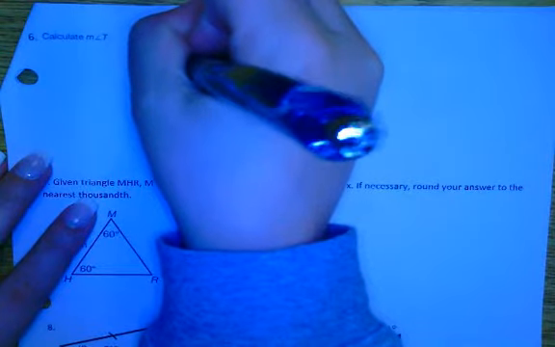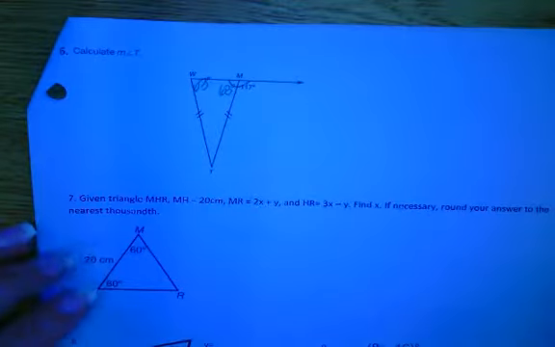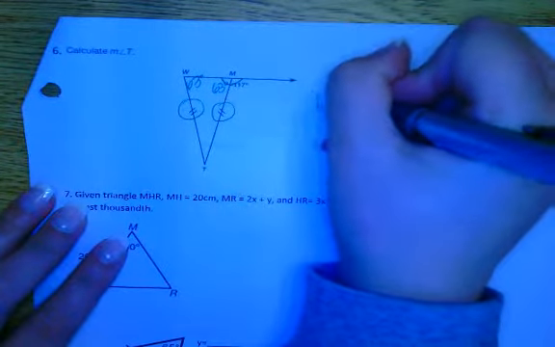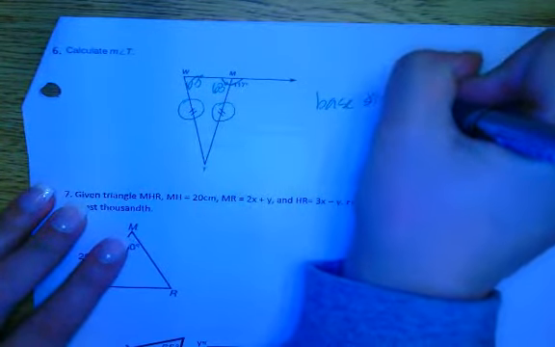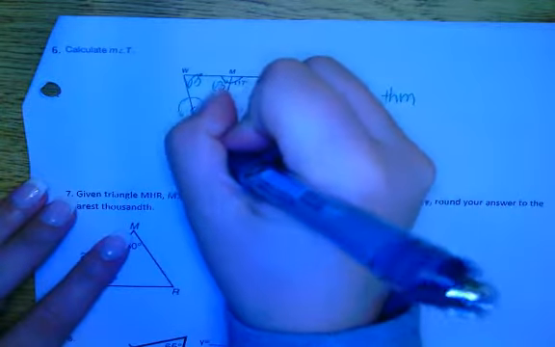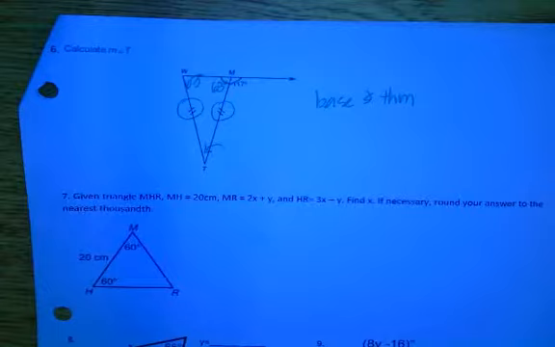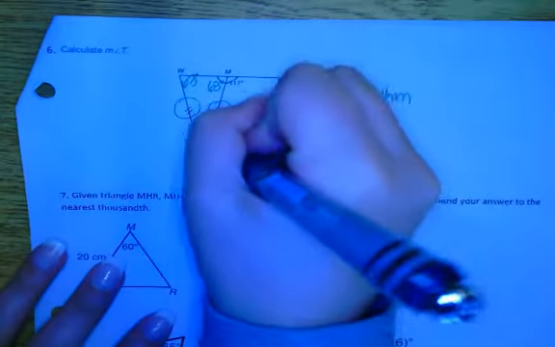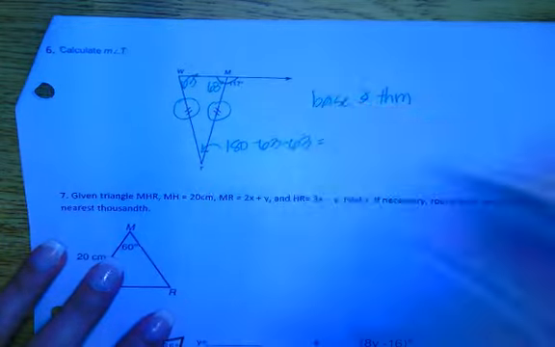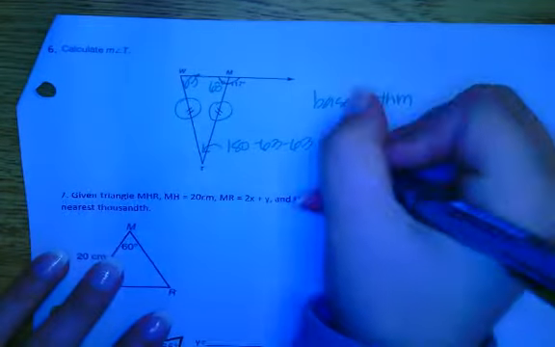What else do we know? TWM is also 63. How'd you know that? Base angle theorem. Okay, leaving what in our vertex angle? 180 minus 63, 180 minus 63 minus 63. 54 degrees. Awesome.